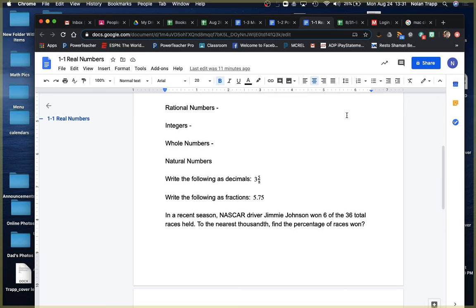Okay, so 6 out of 36 means I have 6 out of the 36 races done, right? First thing I would do is simplify that. So hopefully we can see that 6 goes into both of those. 6 divided by 6 is 1. 36 divided by 6 is not 2, it's 6.